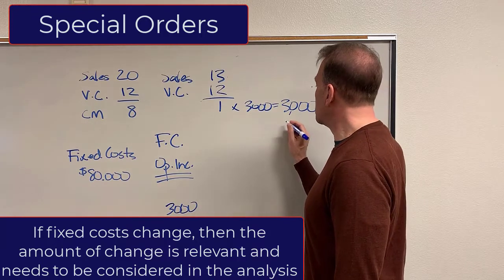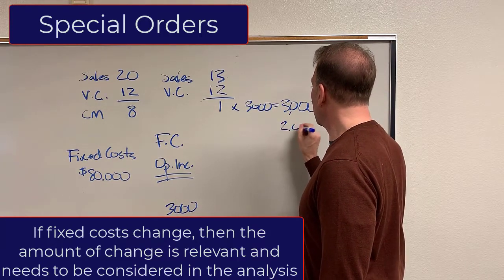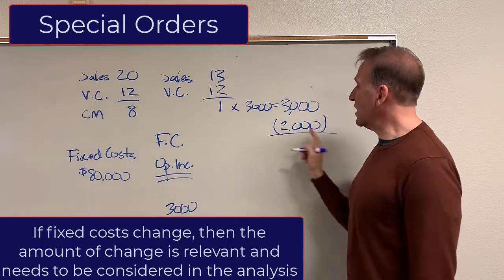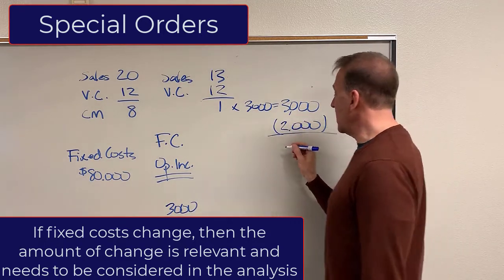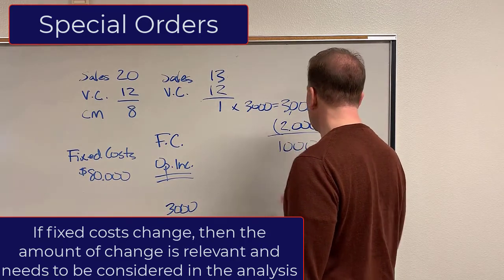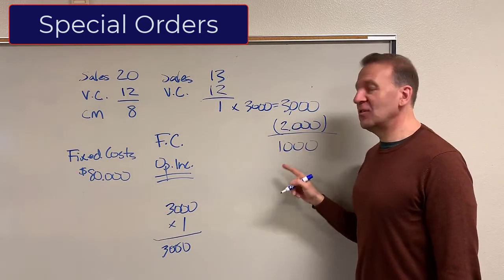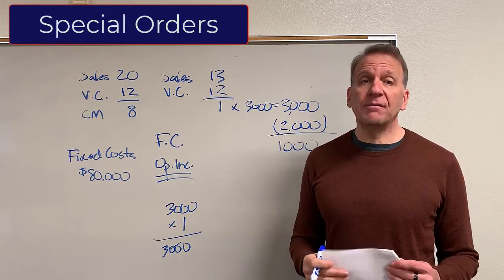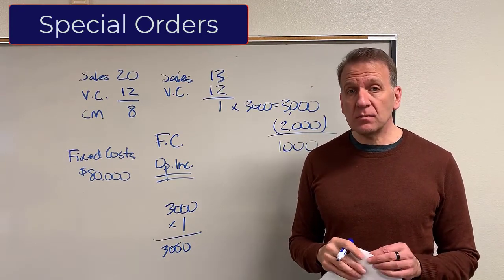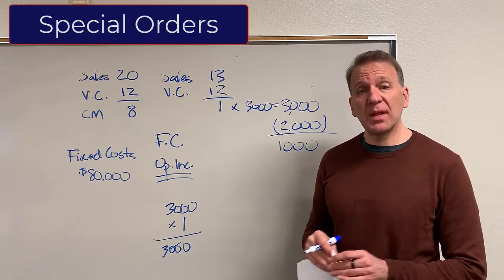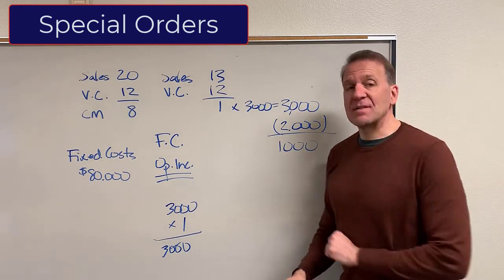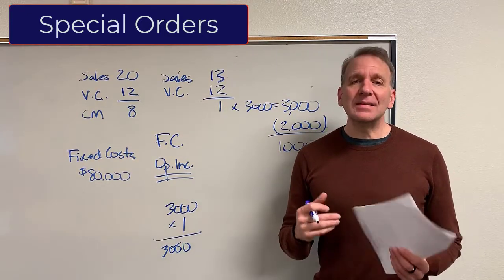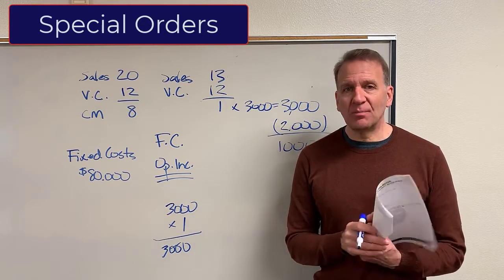So our contribution margin right now is 3,000 associated with this special order. But if fixed costs go up 2,000, we have to factor that in. And so what will happen is our amount will go from 3,000 down to 1,000. It's still positive, so this would still be a viable decision to make. We still might want to do this special order because we still have $1,000 that would go into our operating income.